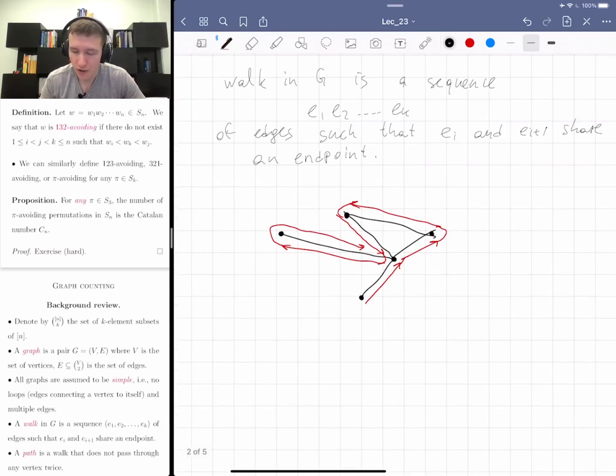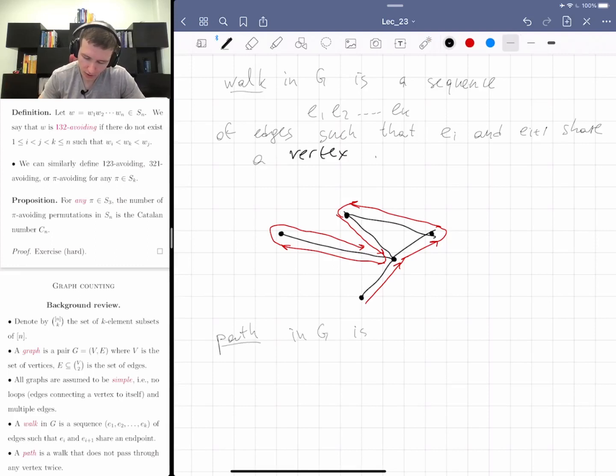Share an endpoint, share a vertex. Yes, that's better, thank you. Let me write share a vertex, which has to be a vertex of both of these edges. And similarly, a walk allows you to do all this stuff. A path is a path.